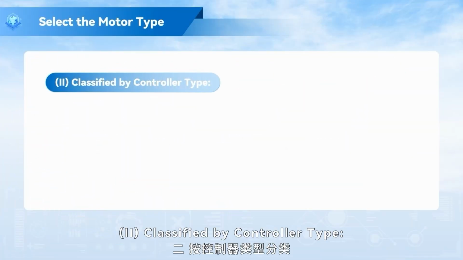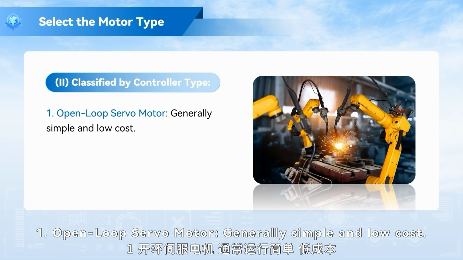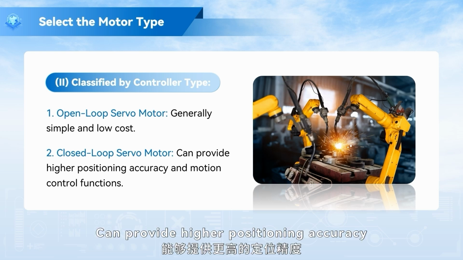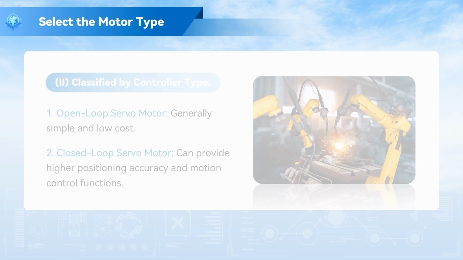2. Classified by controller type. 1. Open-loop servo motor. Generally simple and low cost. 2. Closed-loop servo motor. Can provide higher positioning accuracy and motion control functions.